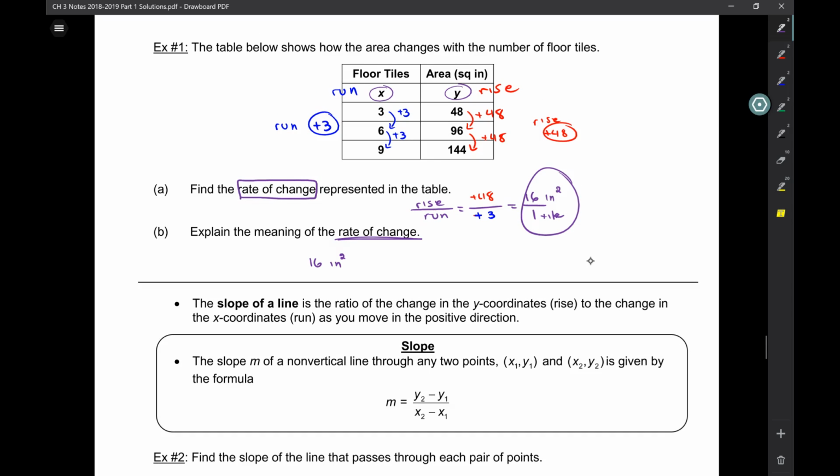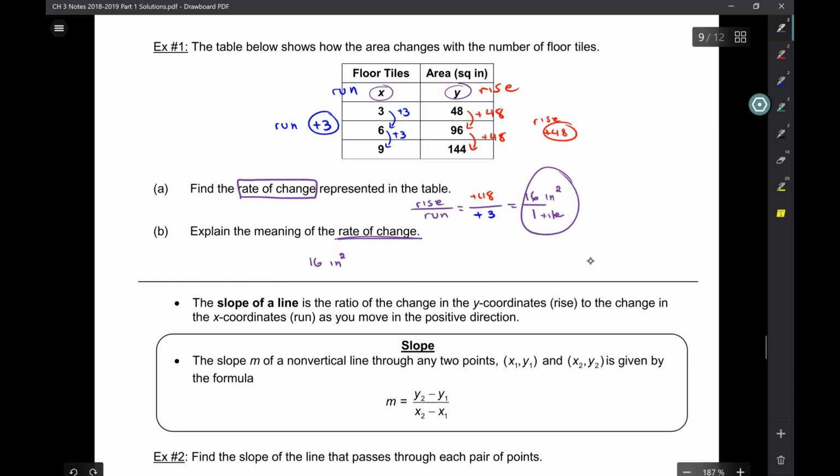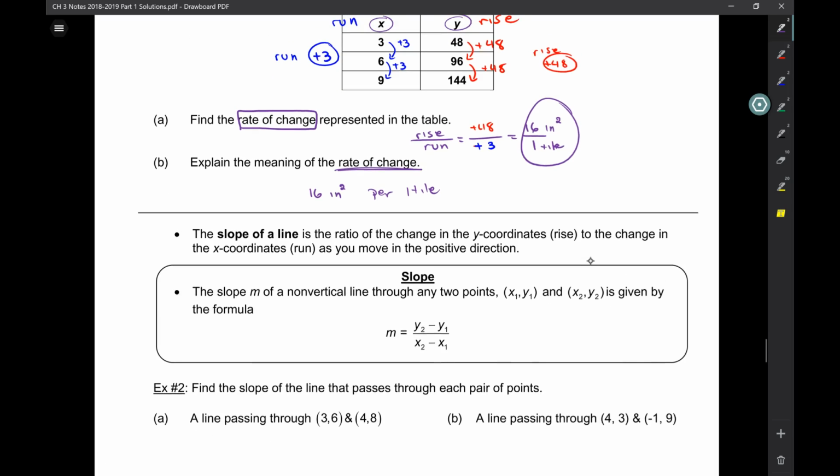Now, listen, in your chart, for the area, it tells you that it's square inches. So that's the rise, right? That's the one on top, so you say inches squared. This is the number of tiles, so it's the tile. So what this means is the area is increasing 16 inches squared per 1 tile.